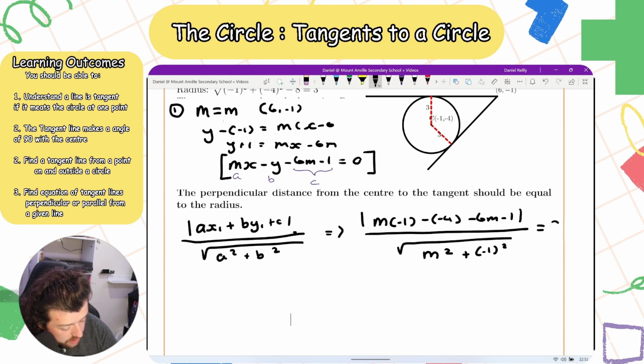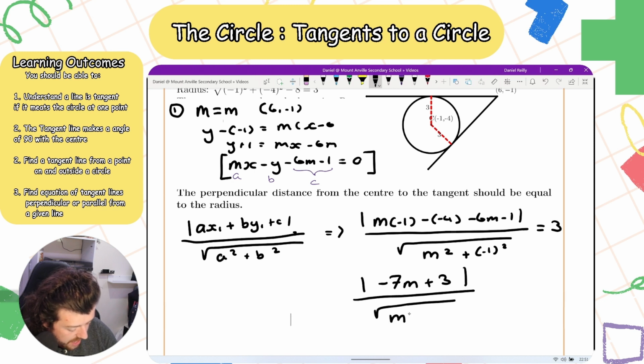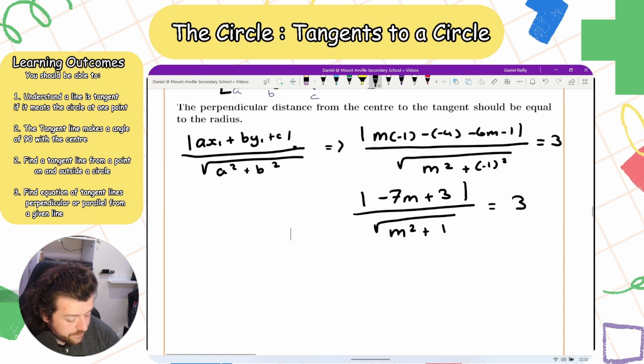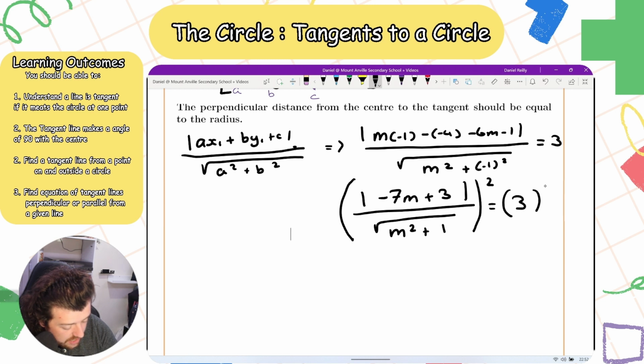And that is going to be equal to 3. So I'm going to have here minus m minus 6m is minus 7m, plus 4 minus 1 is 3, all over m squared plus 1 equals 3. Now, I have an absolute value and I have a surd. A best way to kill two birds with one stone is to square the top and bottom. So I'm going to square both sides.